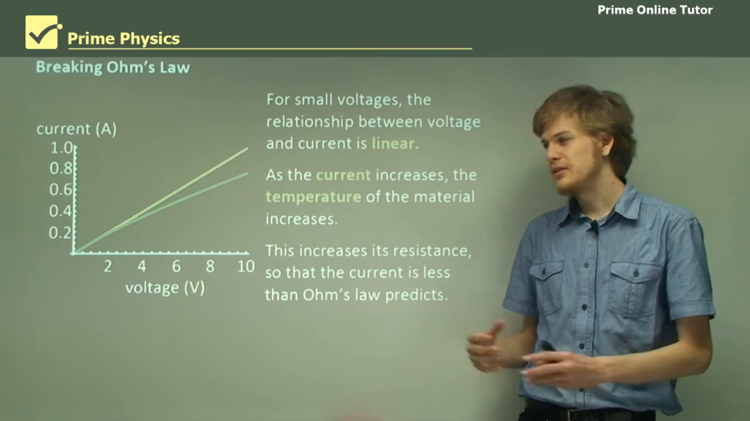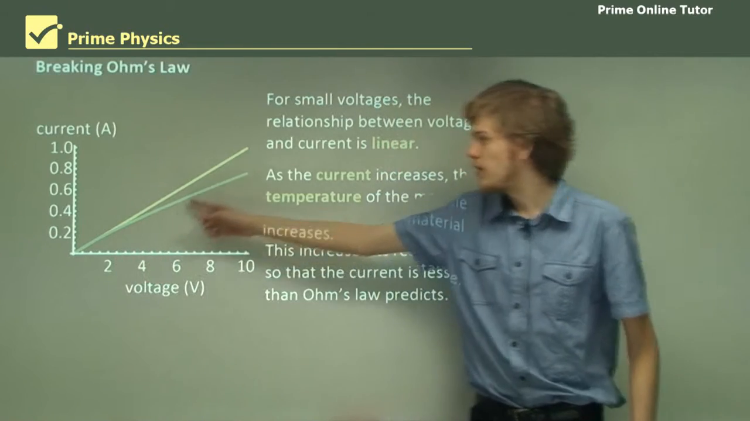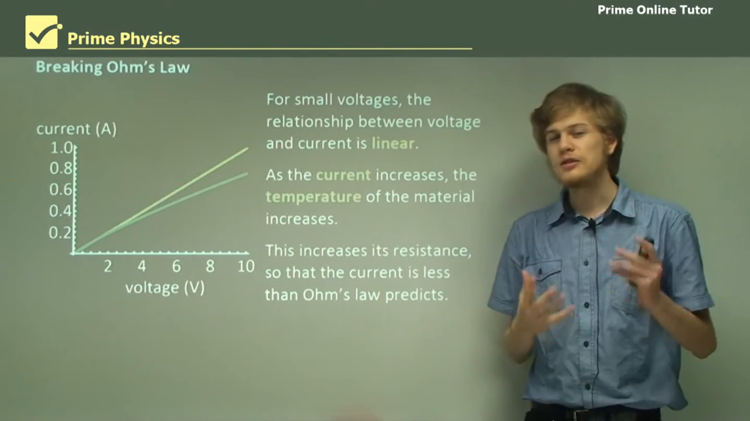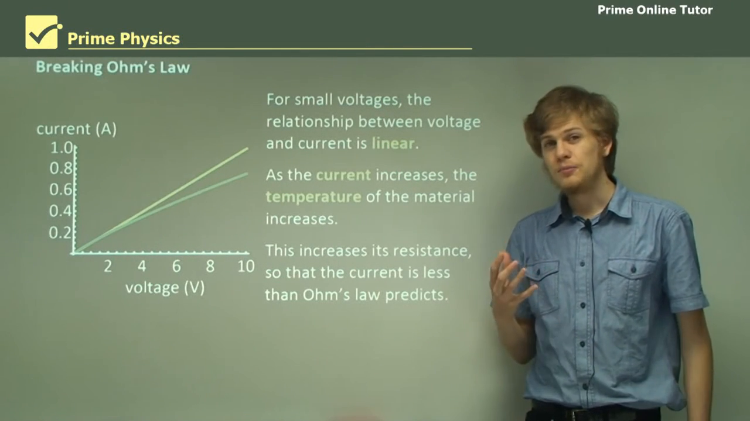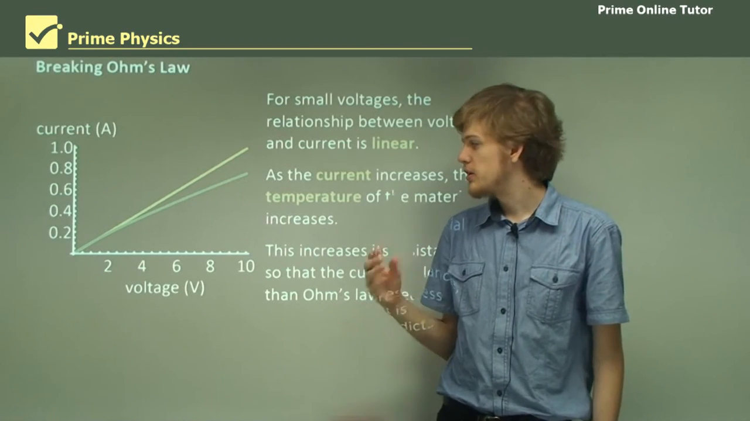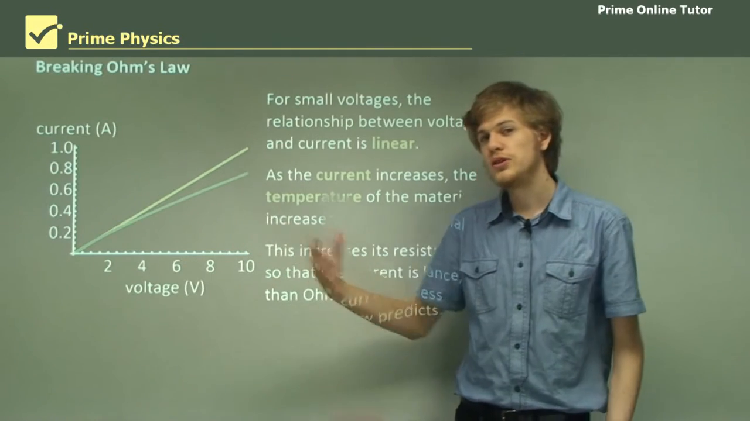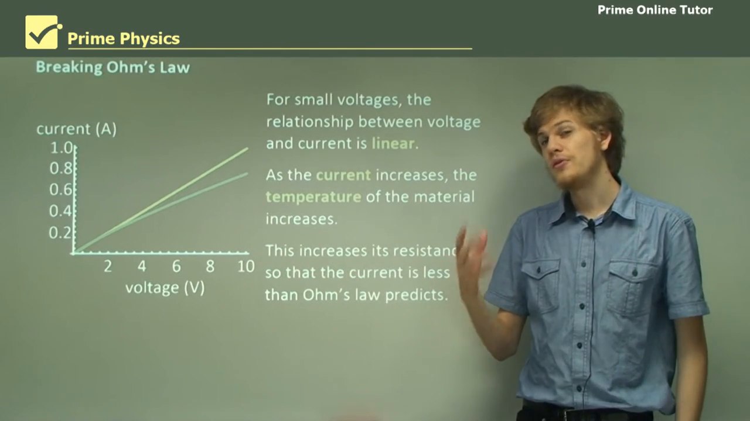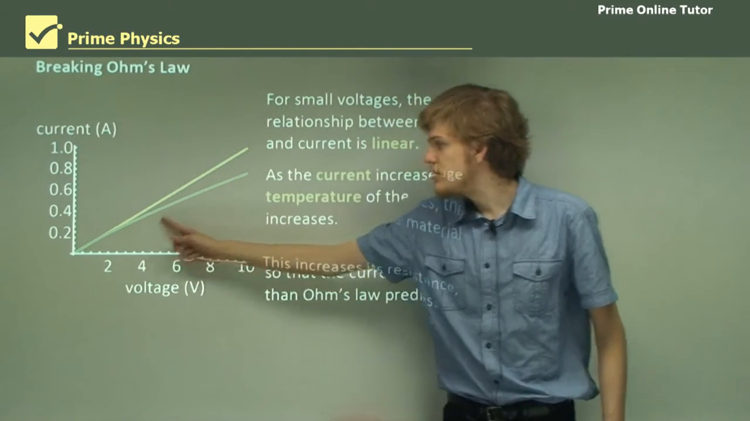Ohm's law states that we have to have a yellow line, like this one, going straight up as voltage increases. In practice, when we get up to large currents, we heat up so much that our resistance will increase. So rather than a straight line, we'll get a line that bends downwards like this.